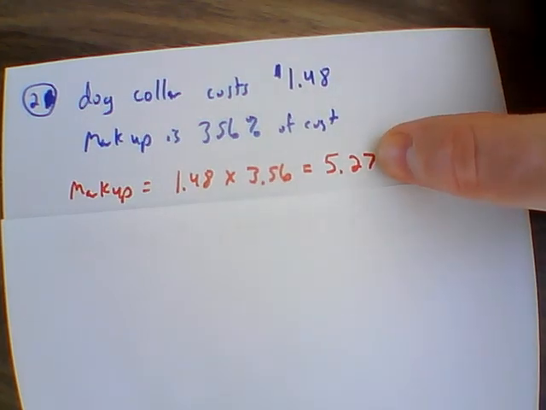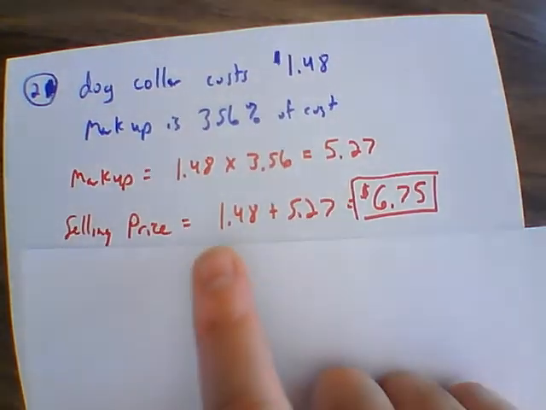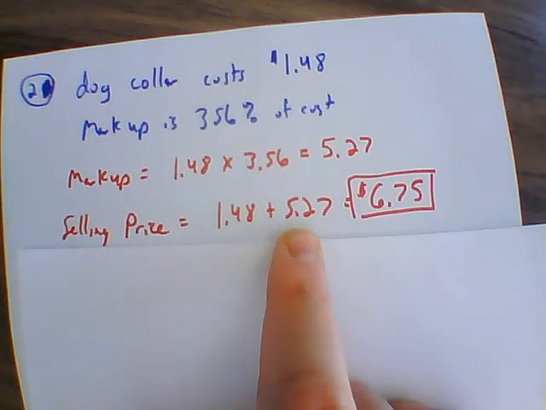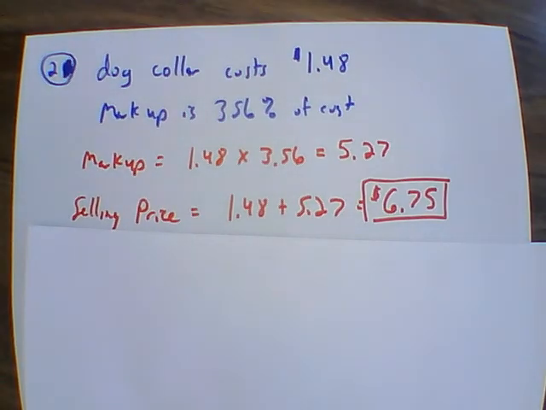So this is our markup. This is our gross profit. Now we take our cost plus our markup, which means we're going to sell this collar for $6.75. Once again, this section takes a look at how a company sets its selling price, based on what they pay for the item and a percentage that they want to make off that item.